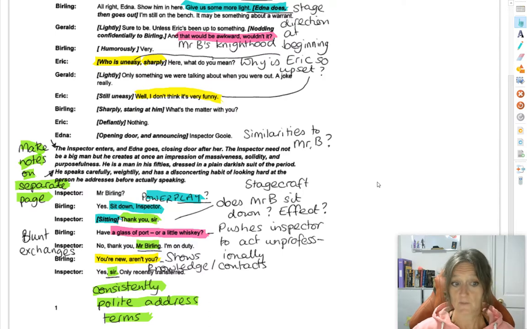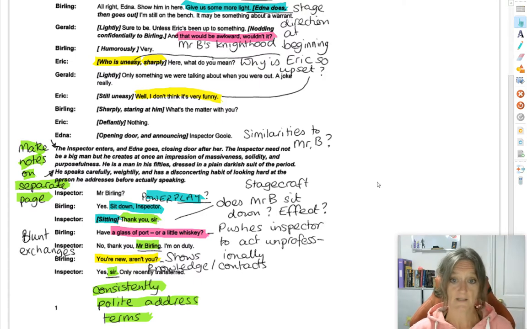The inspector questions Mr Birling. Yes, sit down, Inspector. The inspector sits. It says in the stage direction, thank you, sir. Have a glass of port or a little whisky? No, thank you, Mr Birling. I'm on duty. You're new, aren't you? Yes, sir, only recently transferred.